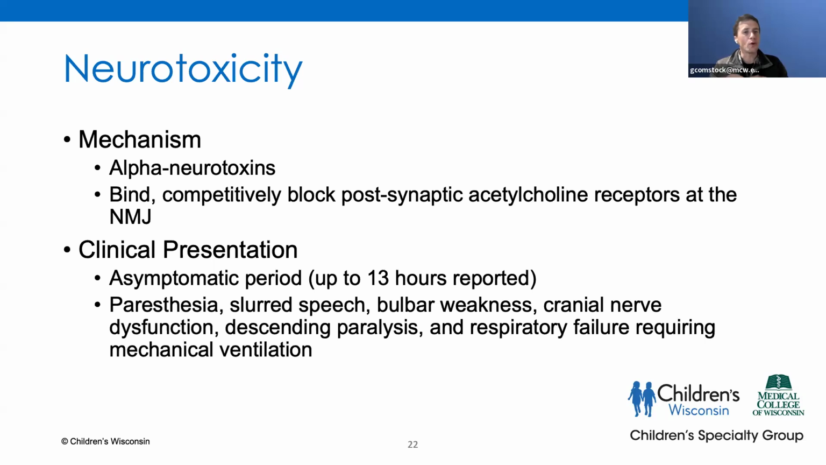So instead of those three categories of toxicity that we talked about with the crotalid envenomations, these are primarily neurotoxic snakes. They contain these alpha neurotoxins, and the way they work is that they bind and then competitively block the postsynaptic acetylcholine receptors at the neuromuscular junction. And again, I think it's probably pretty straightforward why that is so problematic. If you block the binding of acetylcholine to your receptor at the NMJ, then you can't fire your muscle.